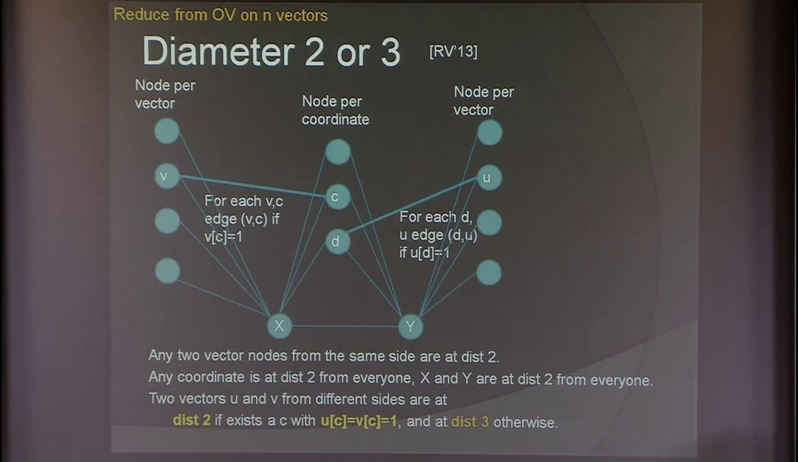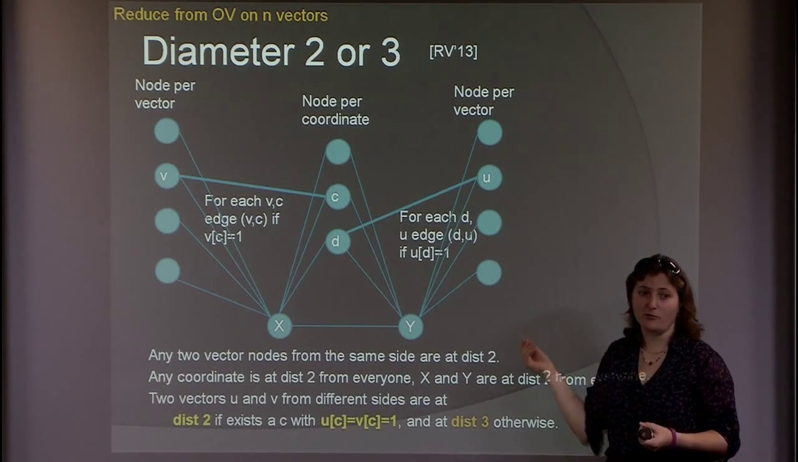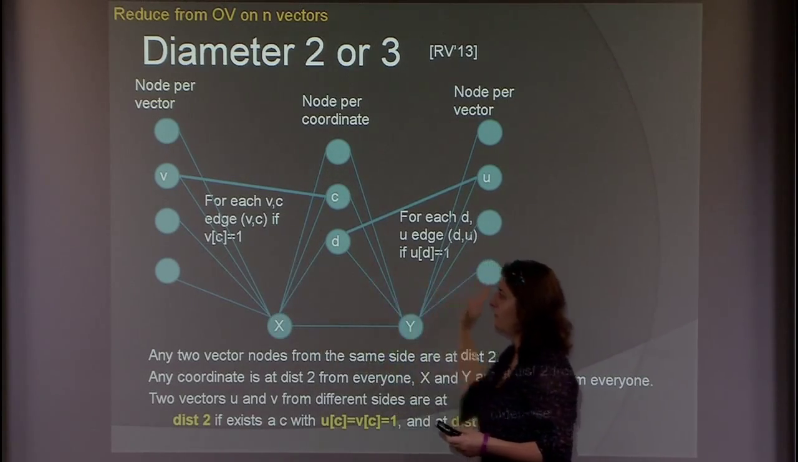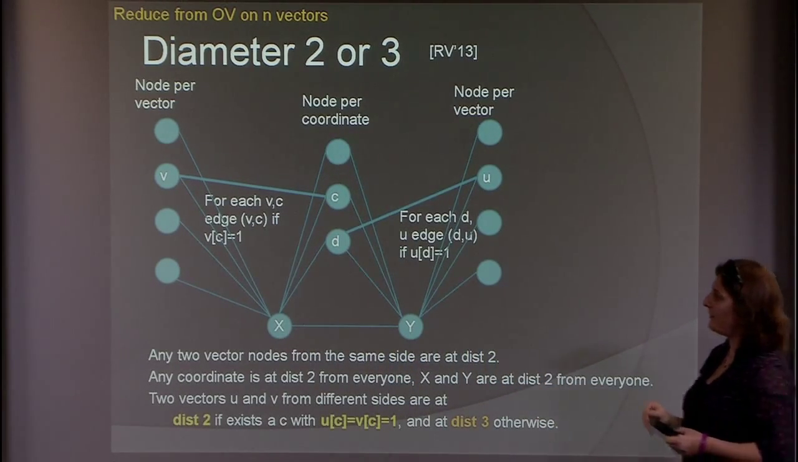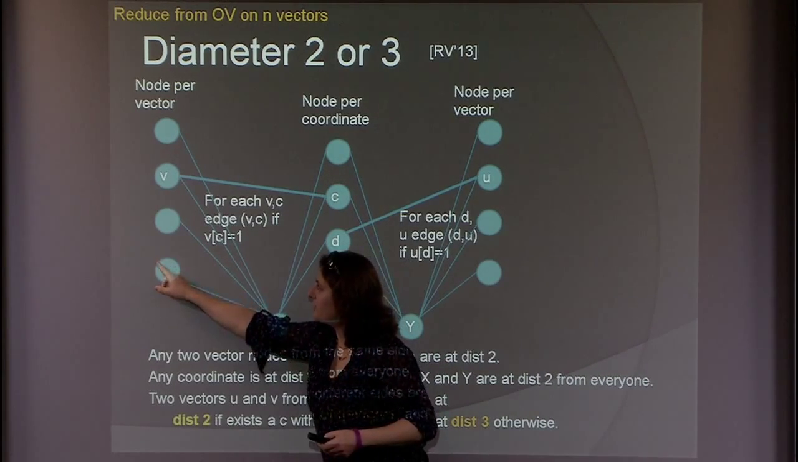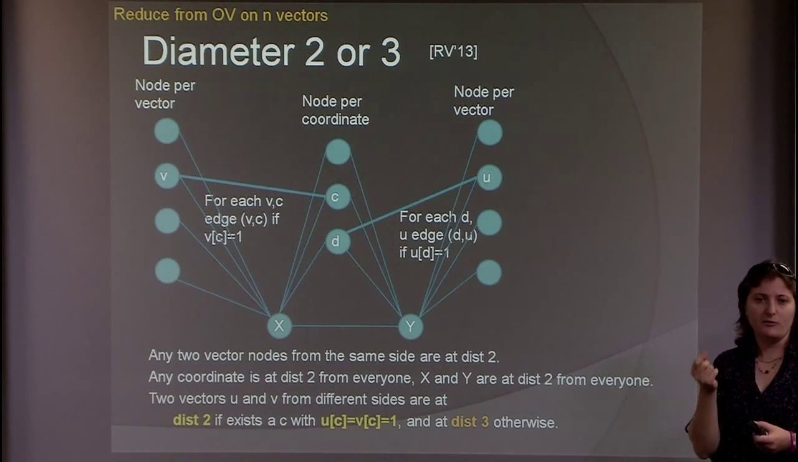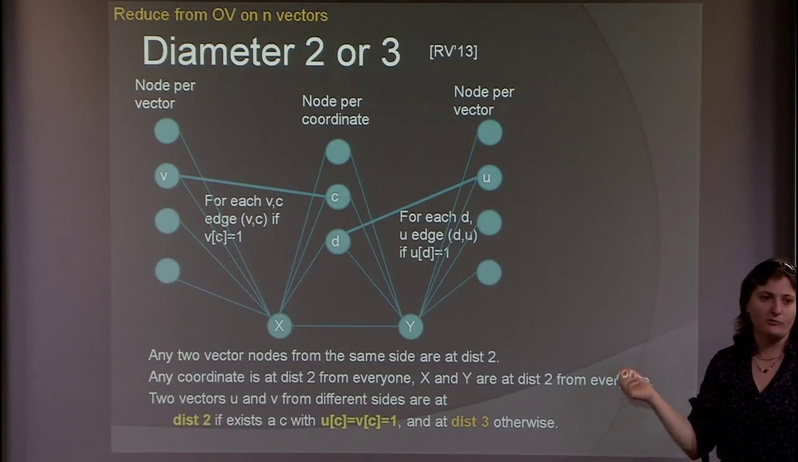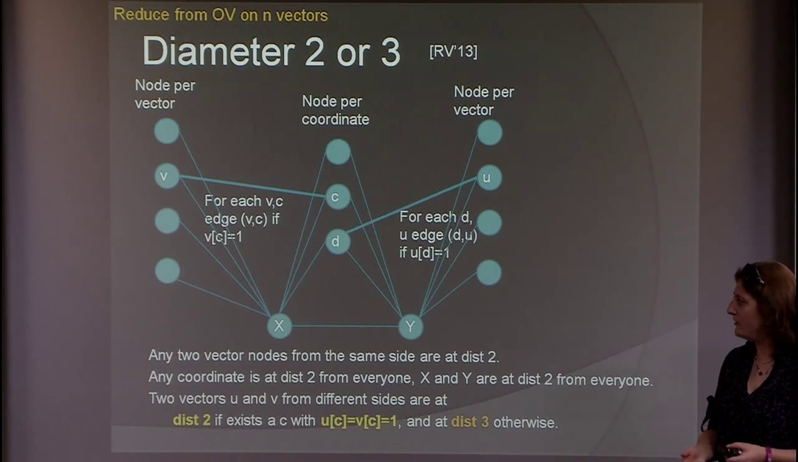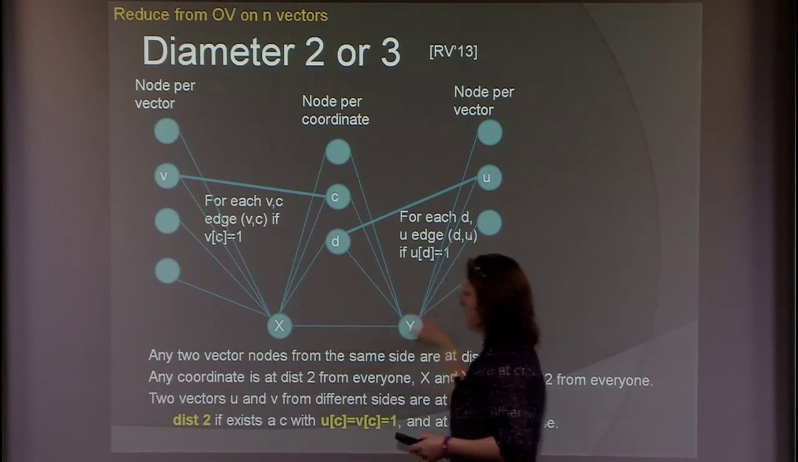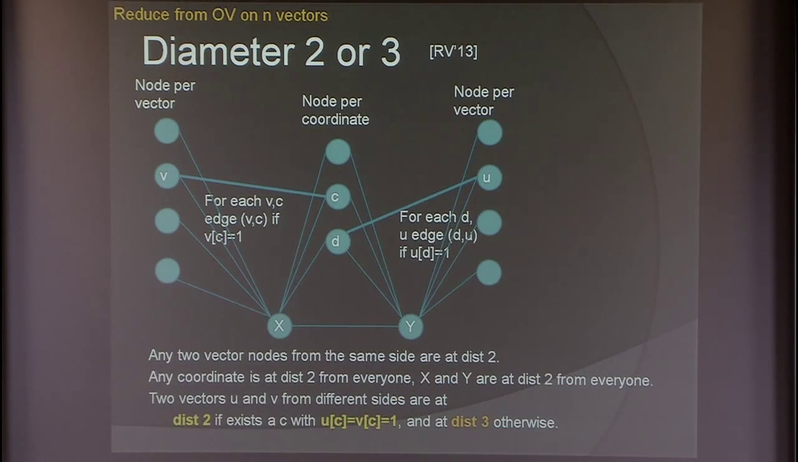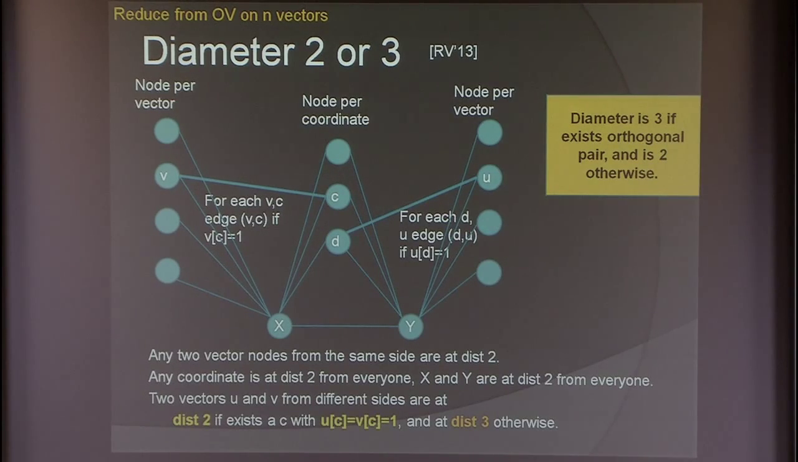And what do we know? First of all, we know that every pair of nodes that is not one on the left and one on the right are at distance 2. And now we get that for every pair of nodes, v and u on different sides, they're distance 2 if and only if they have a coordinate in which they're both 1. And if there's no such coordinate, their distance is exactly 3 by going through this x and y. So this means that the diameter is 3 if and only if there is an orthogonal pair, and it's 2 otherwise. So distinguishing between 3 and 2 tells you if there's an orthogonal pair.